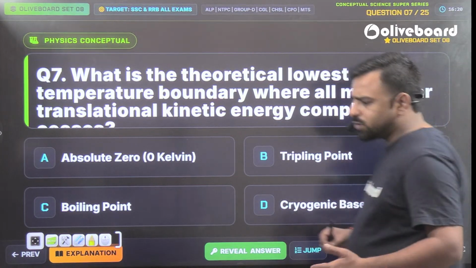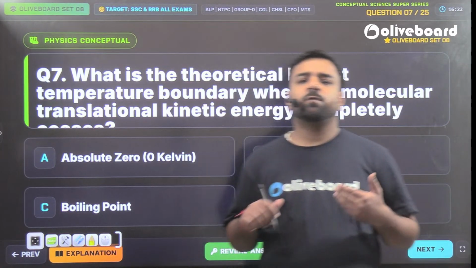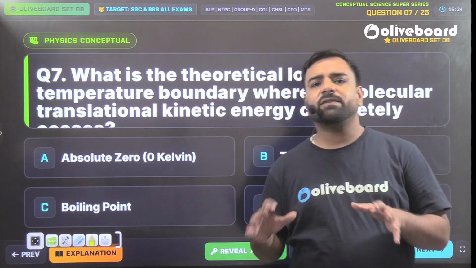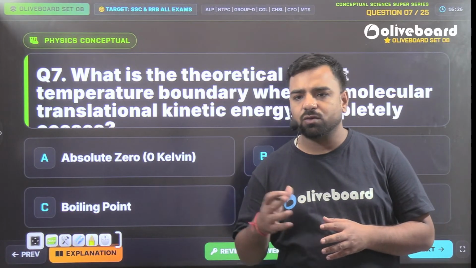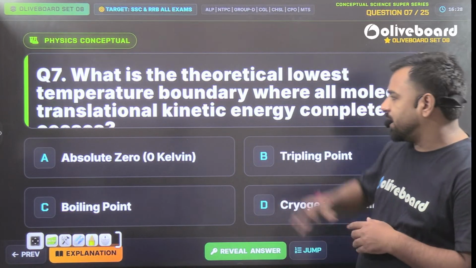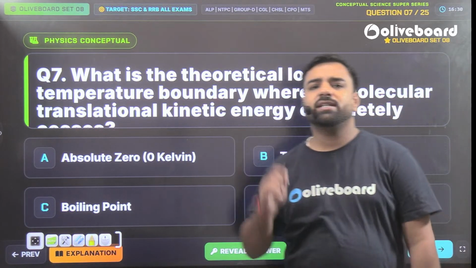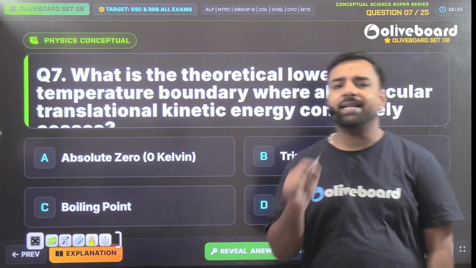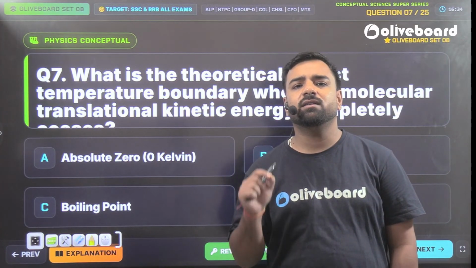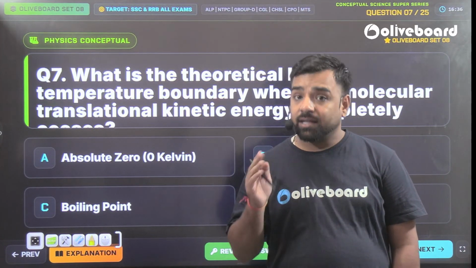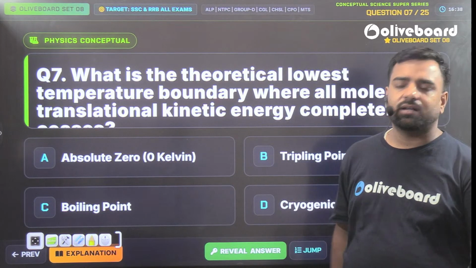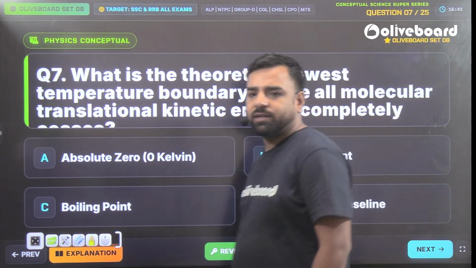Fine. So what is the theoretical lowest temperature boundary where all the molecular translational kinetic energy completely ceases? Or rather, this question can be framed as: which is that particular temperature at which all molecular motion ceases? What do you think should be the correct answer here? By the time you give the answer, let me tell you the exact value is minus 273.15 degrees centigrade. And for the Kelvin scale, it will be 0 Kelvin.